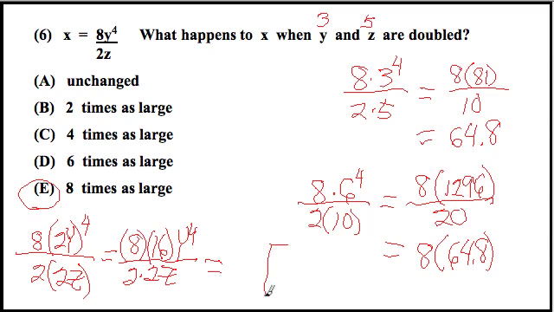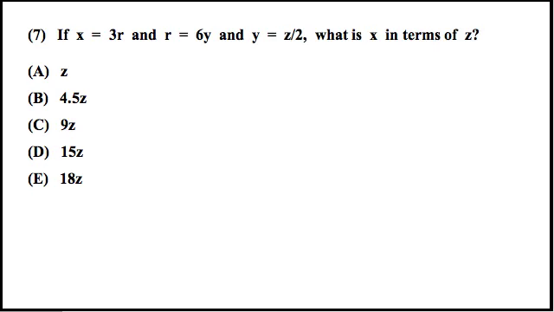Okay, but we want to express it in terms of the original x, which is 8 y to the 4th over 2 to the z. So the difference between the doubled expression and the original one is 16 over 2, or 8 times the original value of x. Let's try one more problem.